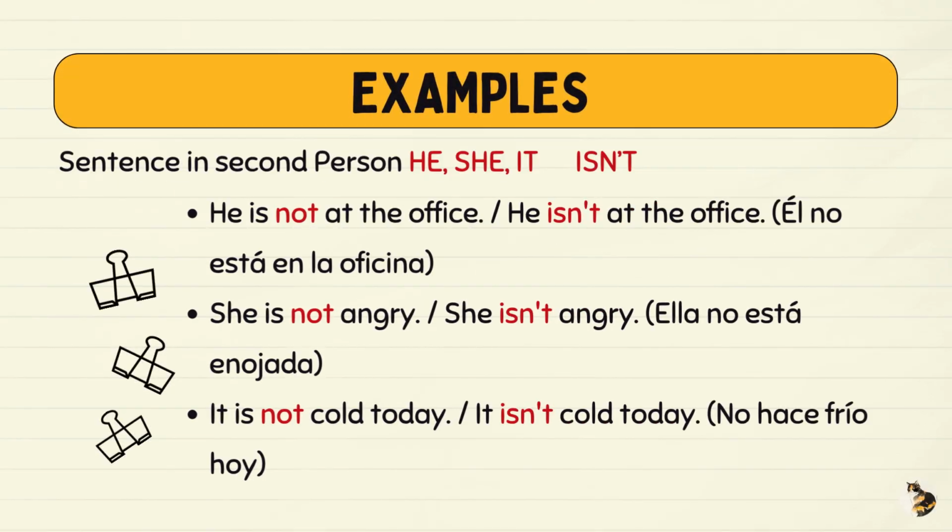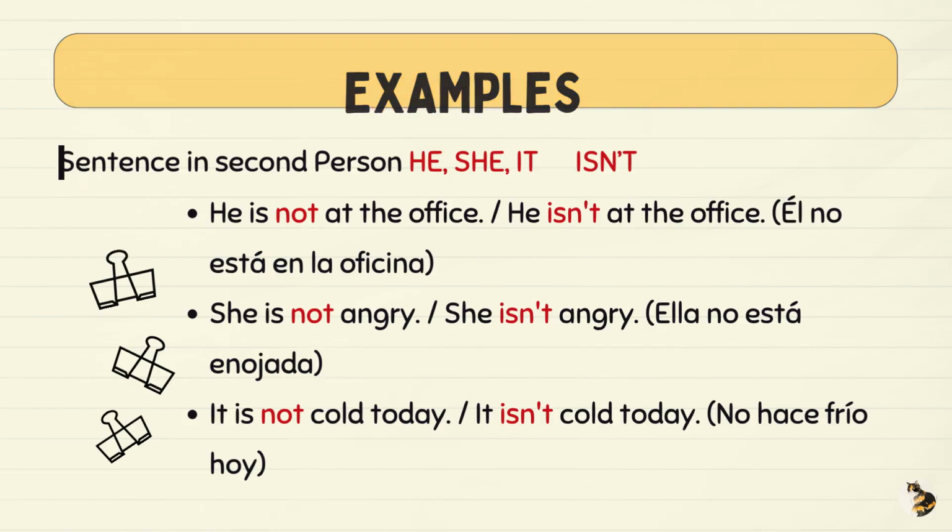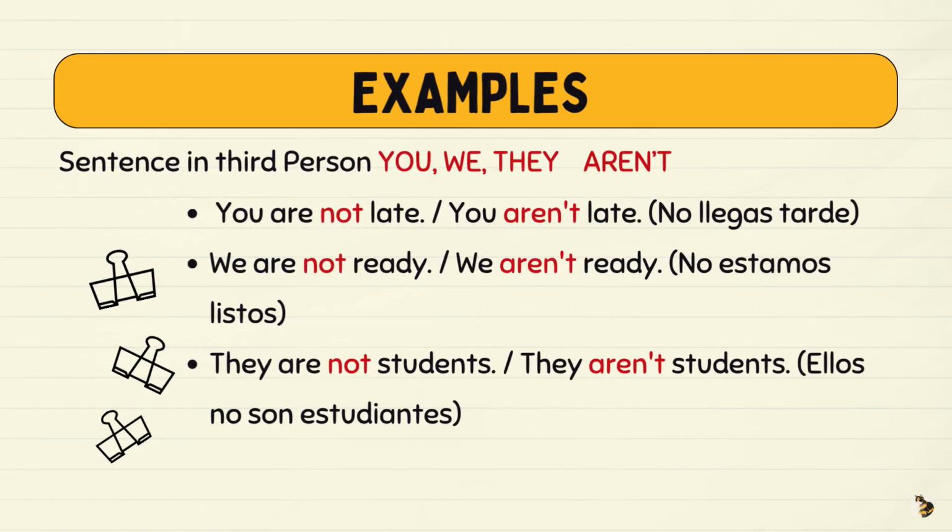Moving on to the second group, he, she, and it, we use isn't. For example, he isn't at the office, she isn't angry, and it isn't cold today. Simple. And for you, we and they, we use aren't. Look at these examples. You aren't late. We aren't ready. And they aren't students. Perfect for describing what people are not doing or being.